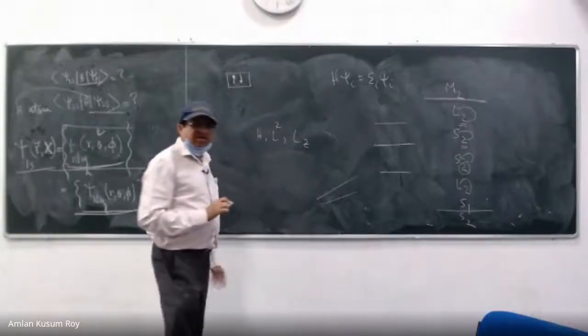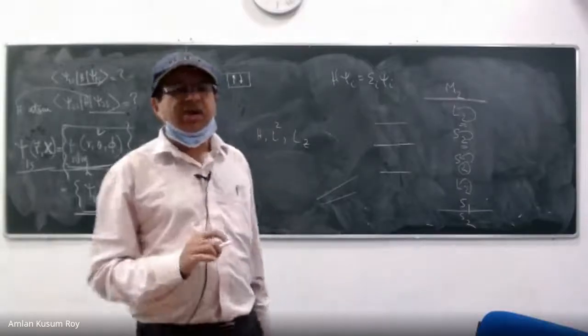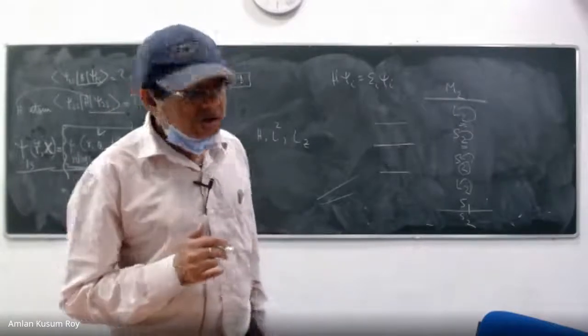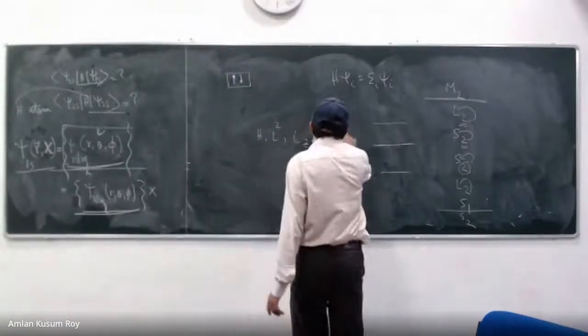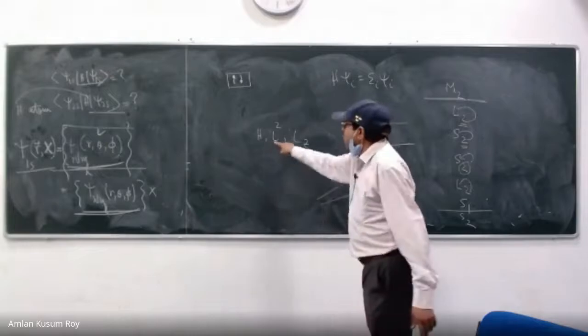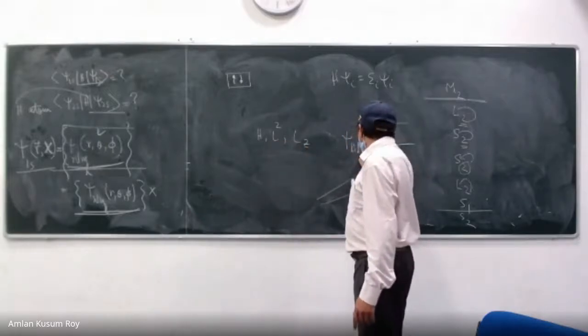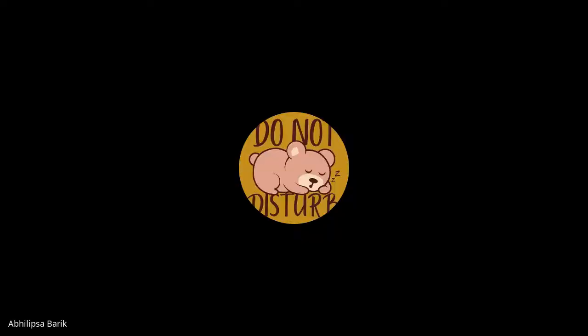We already proved that for all atoms, H, L square and Lz simultaneously commute. That means all your orbitals are simultaneously eigenfunctions of the 3 operators, H, L square, Lz, and that is why you wrote n, l, ml. Okay? This is old stuff.